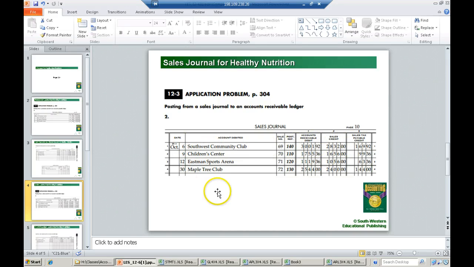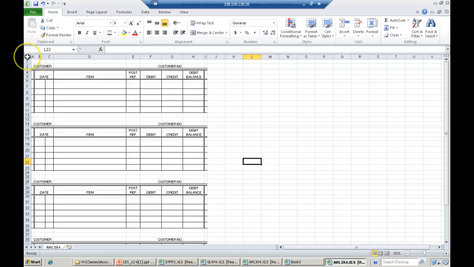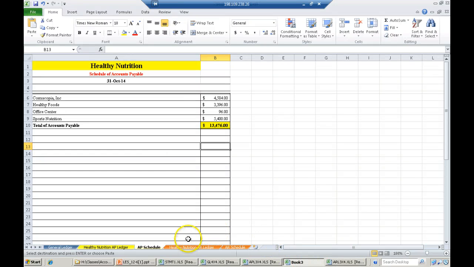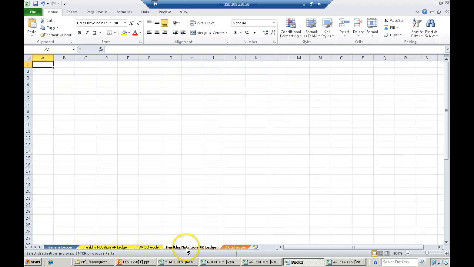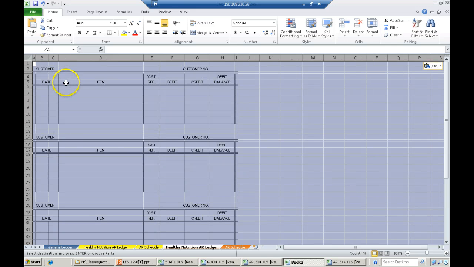These are our accounts here. We're going to come down to accounts receivable. This is the file that you downloaded. Click this cell right here, hit Control C. Let's go to our workbook, to our Healthy Nutrition ledger. Click this cell, Control V or paste. We'll put this all in here.